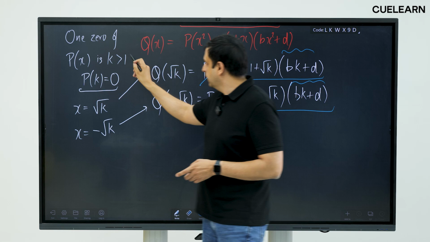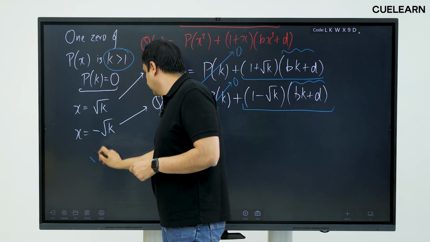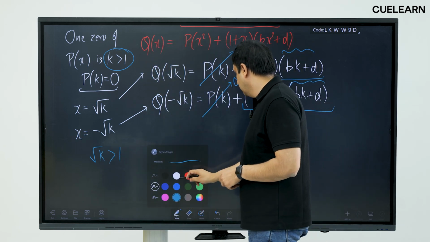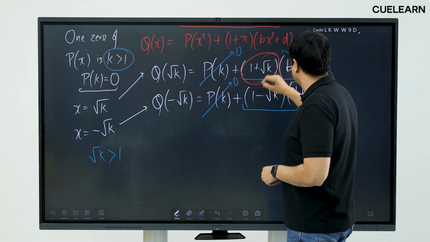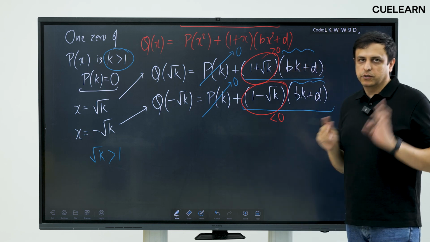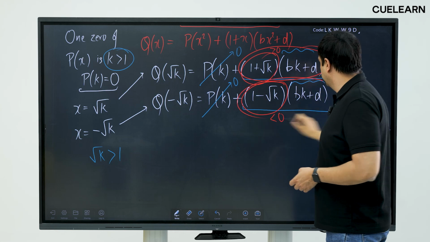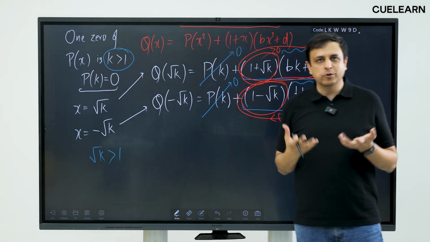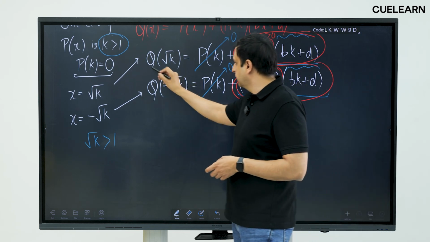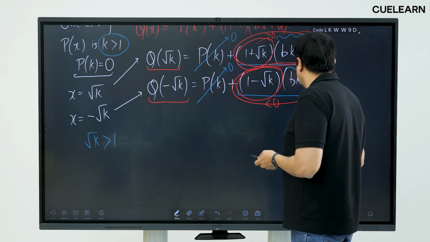Now we know that k is greater than 1, which means that root of k will also be greater than 1, which means that 1 plus root k will be greater than 0, but 1 minus root k will be less than 0, because root k is greater than 1. And this means that these two products will be of opposite signs, and that is what I was really trying to prove. So q of root k and q of minus root k are of opposite signs. So what does that mean?